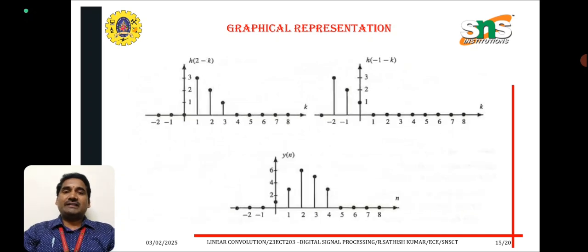Similarly, for 2 minus k, h of minus k can be shifted by two steps. h of minus 1 means the folded signal is shifted by one sequence. Finally, we can get the output as y of n.